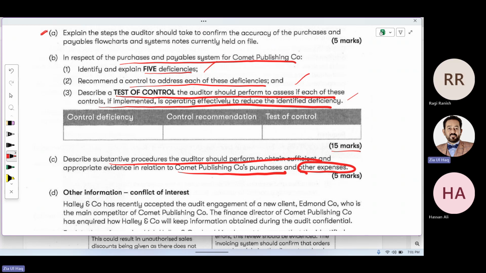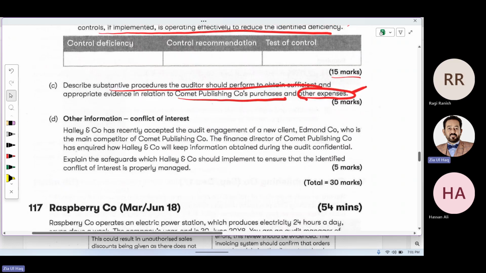So we can write down 2, 3 procedures for purchases, and the remaining 2 procedures we will be able to write down for other expenses when we learn that. Is it fine? No, we can cover requirement 3 as well.